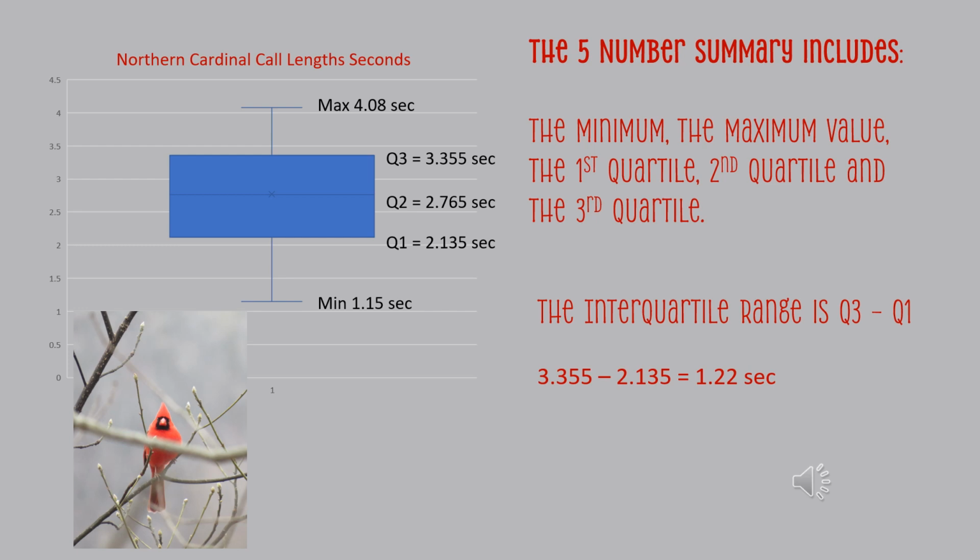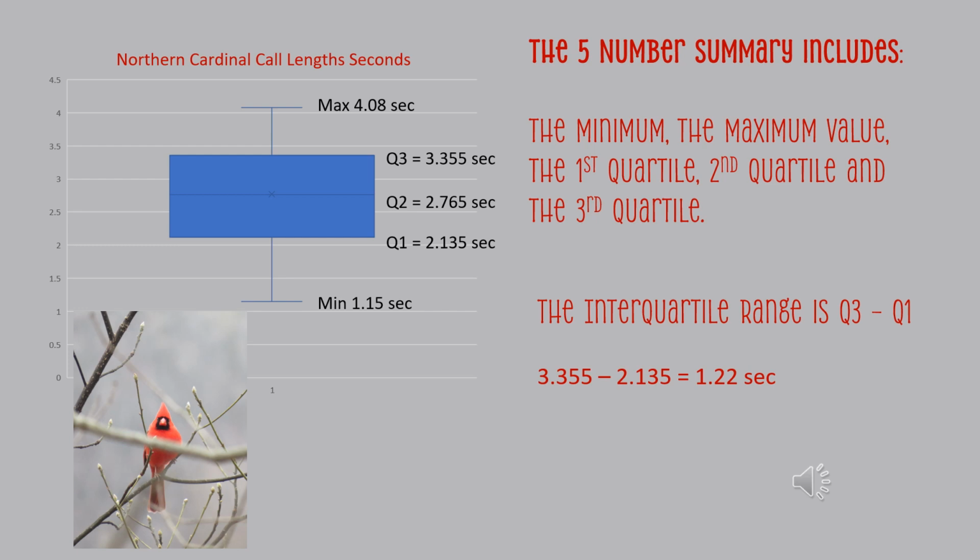So here we have the box and whisker plot drawn for our bird call times, and you can see that the whisker that goes down to the minimum value is a little bit longer than the whisker that goes up to the maximum value. We talked about that earlier when we saw the number line graph of the data, that the data seemed a little more spread out on the lower end.